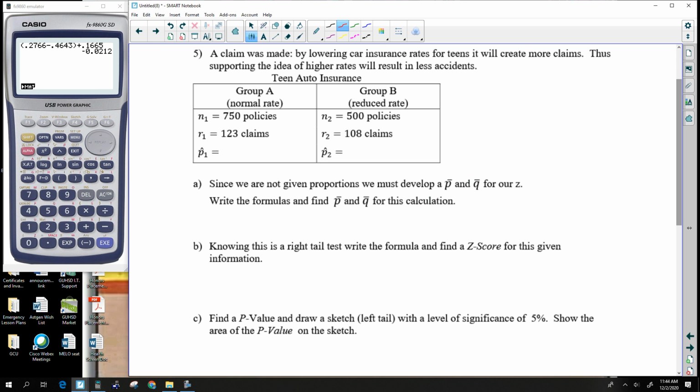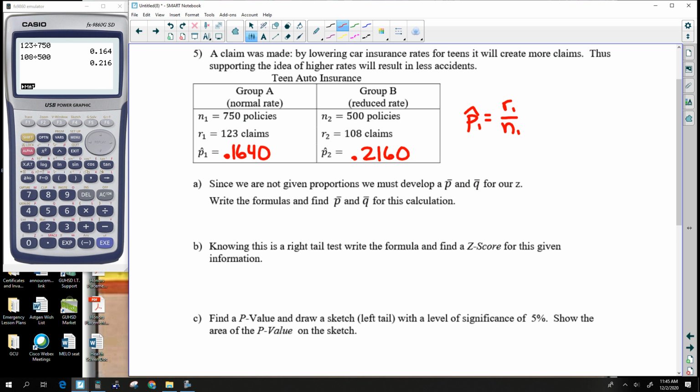Okay, on to the last problem, which is the hypothesis testing using probabilities. We begin with p hat. P hat 1 is r1 divided by n1. So that's pretty straightforward. Here we go. That comes up with 0.1640. The other one is 108 over 500, which is 0.216.